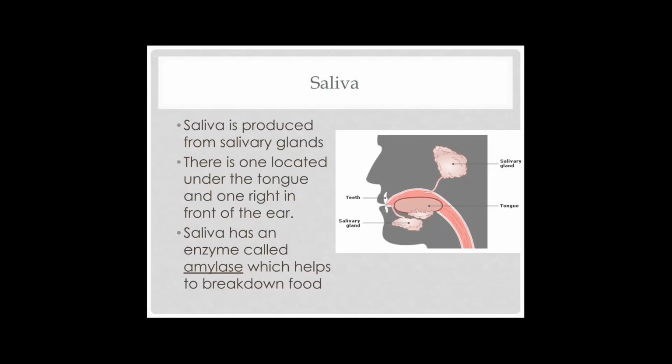All right, so the next part is saliva. This is very essential for the digestion process in the mouth. Saliva has a specific enzyme in it called amylase, which is extremely important because enzymes help to speed up a reaction. So this inside of the saliva helps to break down the food faster.